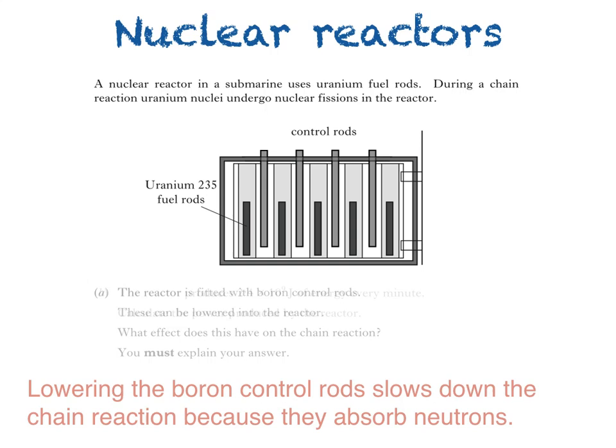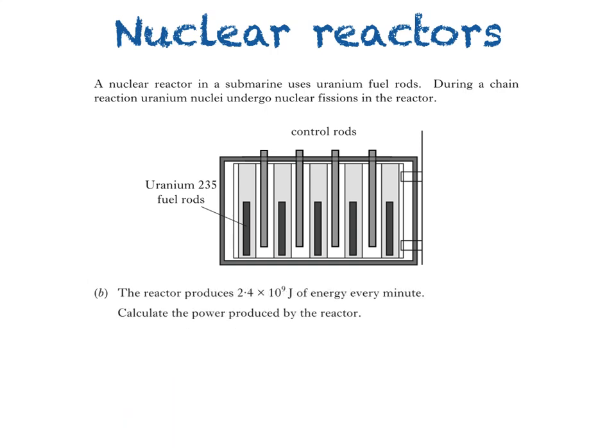On to part B now. The reactor produces 2.4 times 10 to the power of 9 joules of energy every minute. Calculate the power produced by the reactor. So of course the equation linking energy E, time T and power P is this one. Just remember to spend some time memorising the symbols for all the quantities in the relationship sheet. It'll make finding the right equation so much easier.